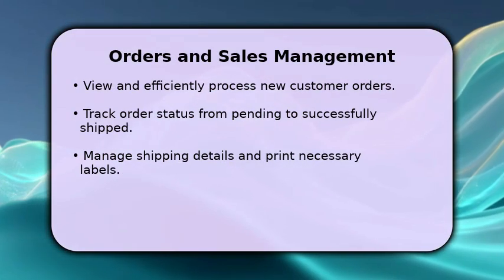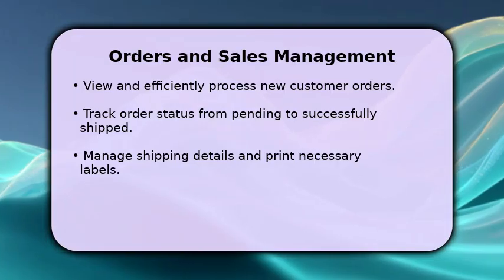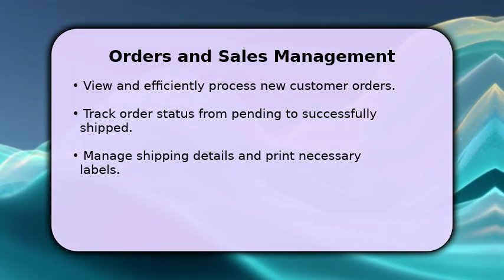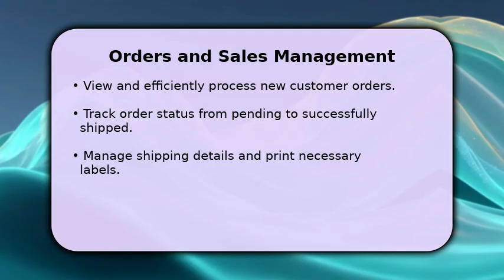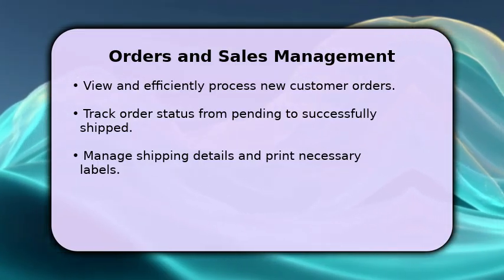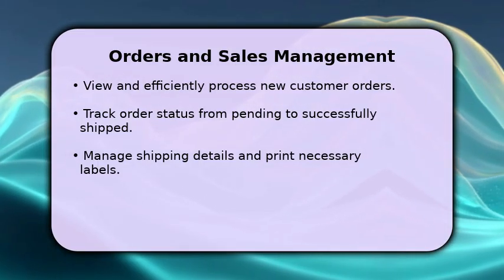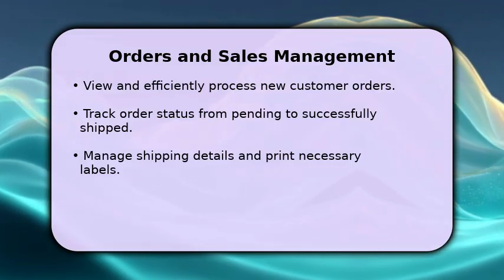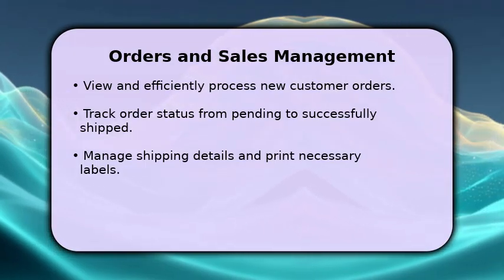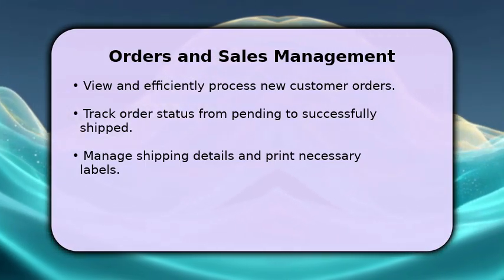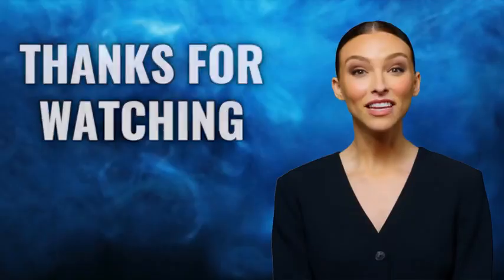After launching, managing orders becomes key. The Orders section in your admin allows you to view and process all incoming sales. You can track each order's status, print packing slips, and manage shipping information. Big Cartel also helps you send shipment notifications to customers. This streamlined process ensures smooth operations and happy buyers.